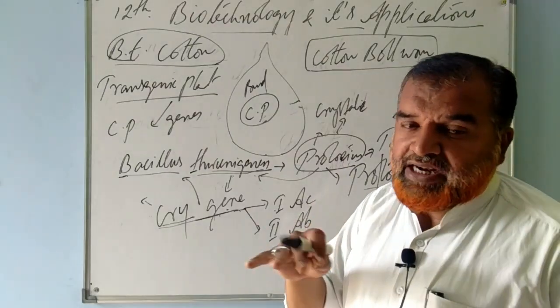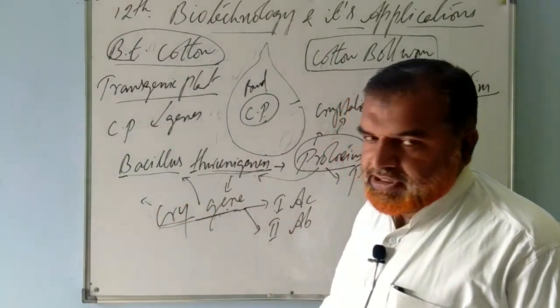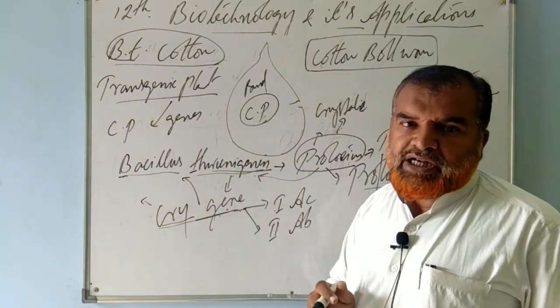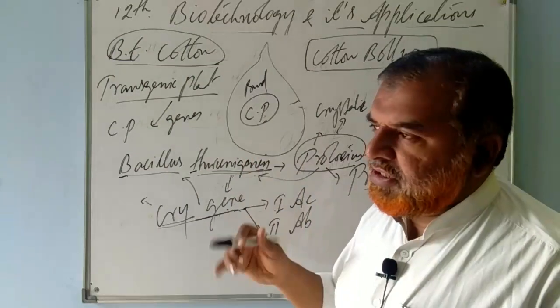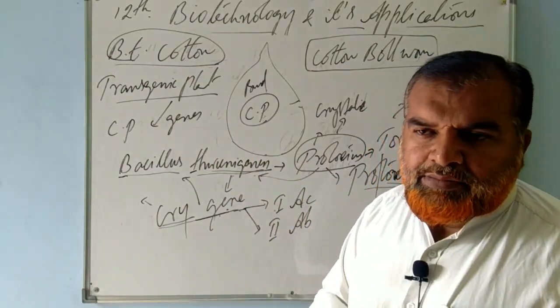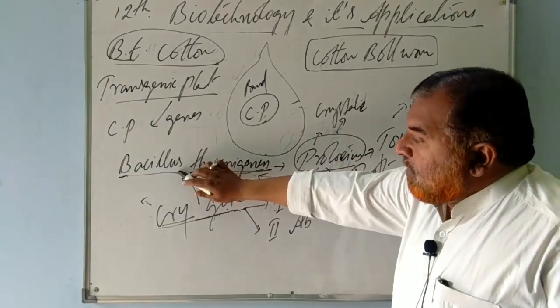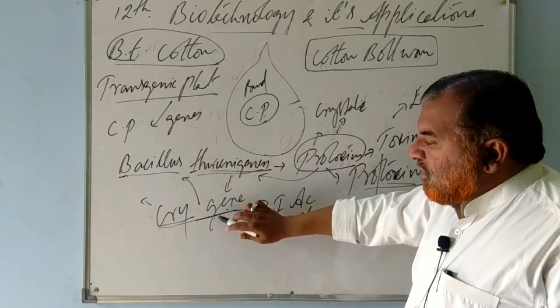BT cotton. Here BT stands for Bacillus thuringiensis. It is the first transgenic plant to be discussed in your chapter. Later you have BT brinjal, BT cabbage, Flavr Savr tomato, all those things, we'll talk about that. So from Bacillus thuringiensis, this gene is taken.